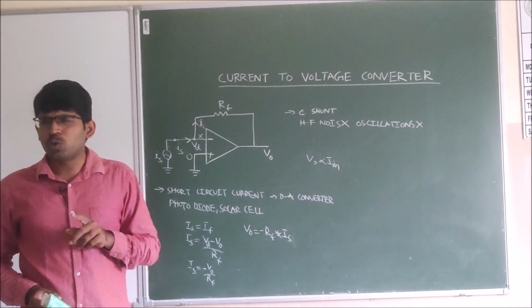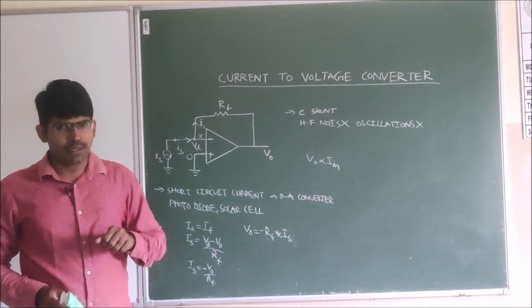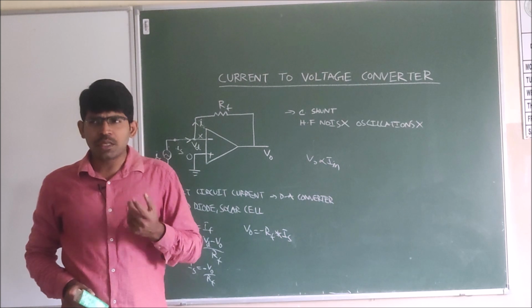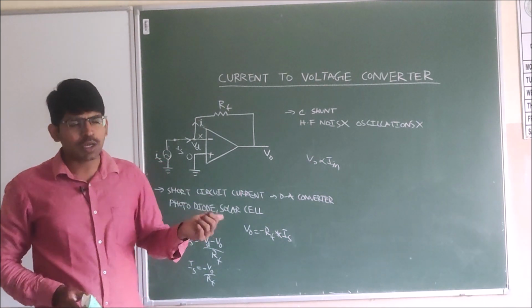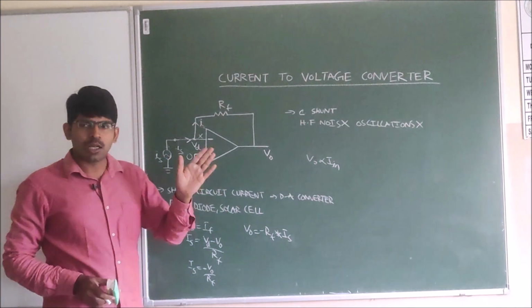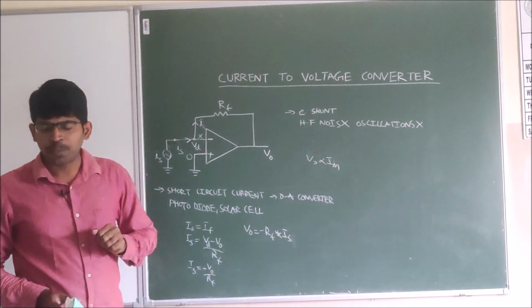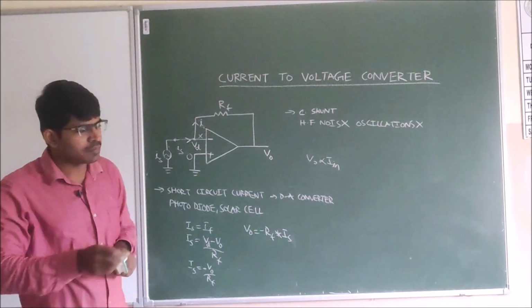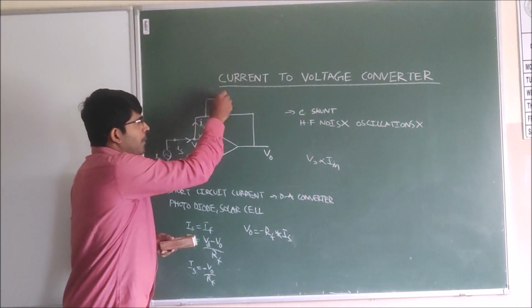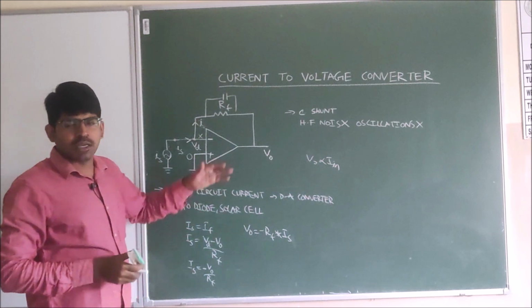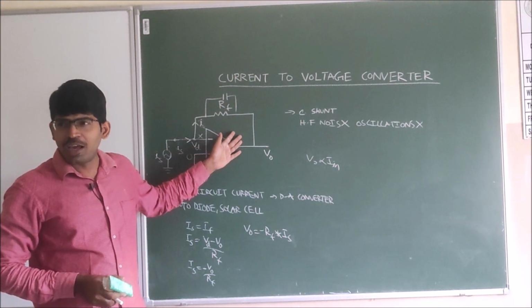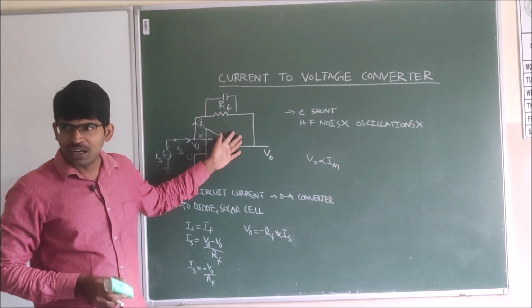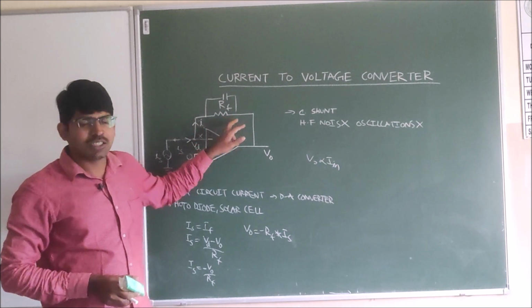We are expecting the output should be changed according to the input current. But now when we are giving the high frequency signal, the output voltage is not only changing with respect to the input current, but it is also changing with respect to the noise. To eliminate this effect, we will feed back the capacitor. We connect the shunt capacitor across the resistor such that the high frequency signal will not go through the resistor.